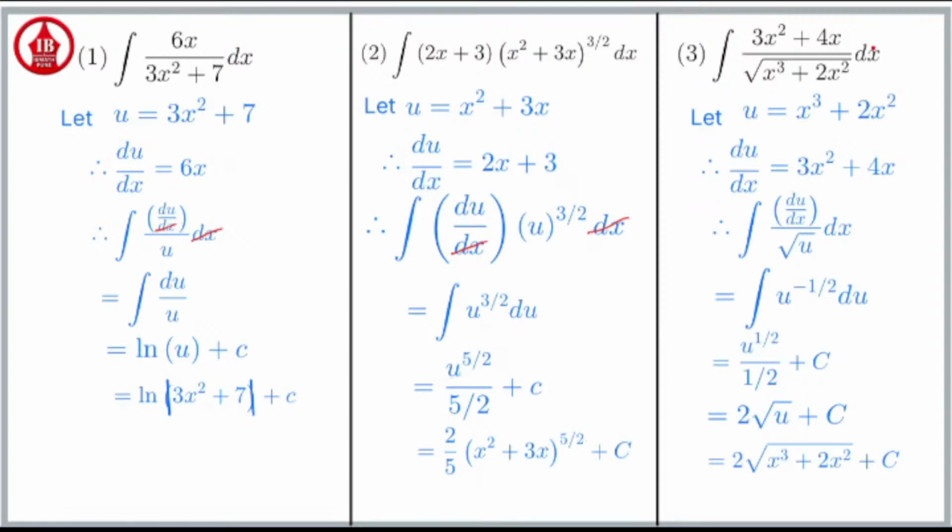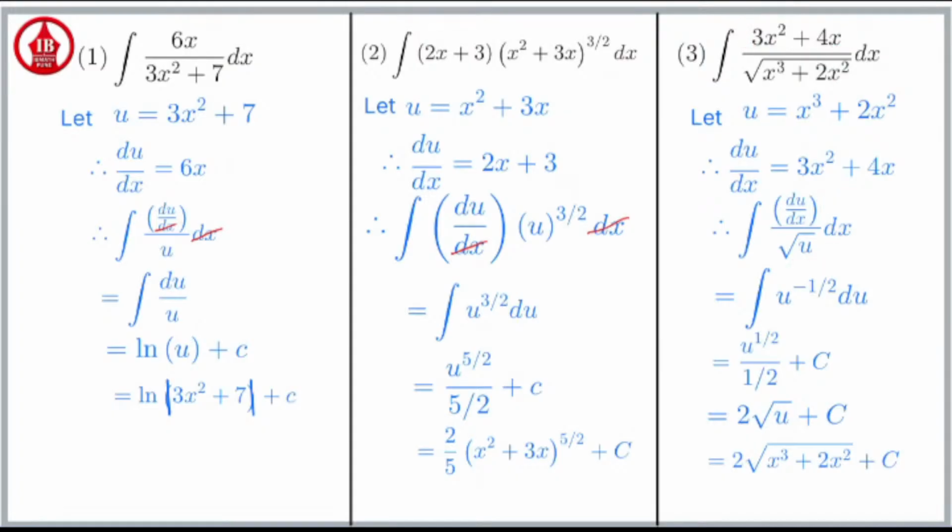Okay, now look at the third question. Again, the denominator, the inside part of the square root in the denominator is taken as u. Why? Because its derivative 3x square plus 4x will be in the numerator. So du by dx will be replaced by this part. The numerator is replaced by du by dx. Denominator will be square root of u, and dx is there.